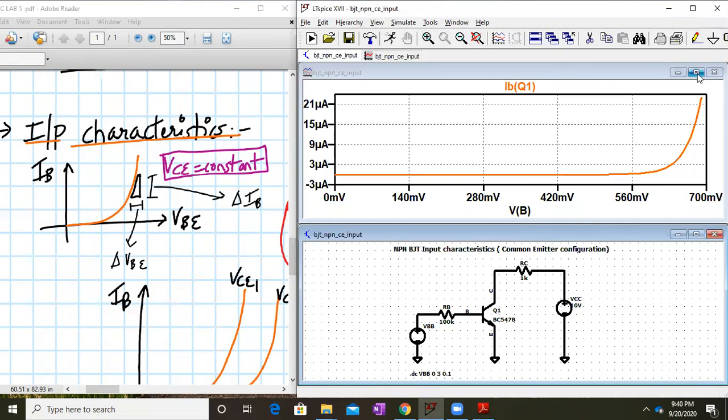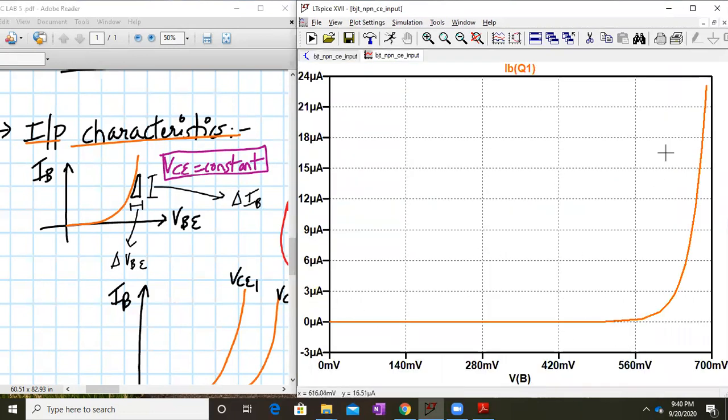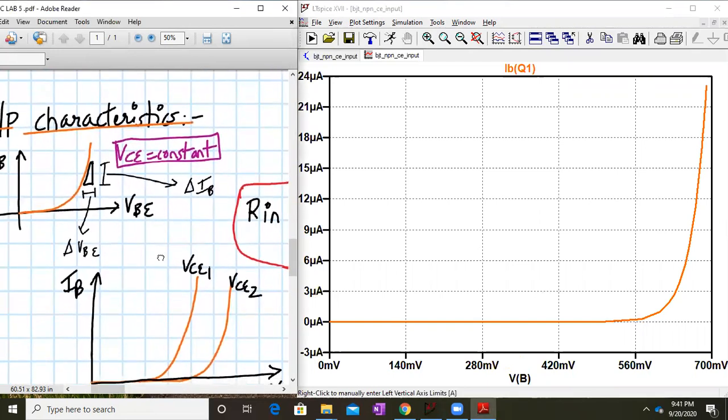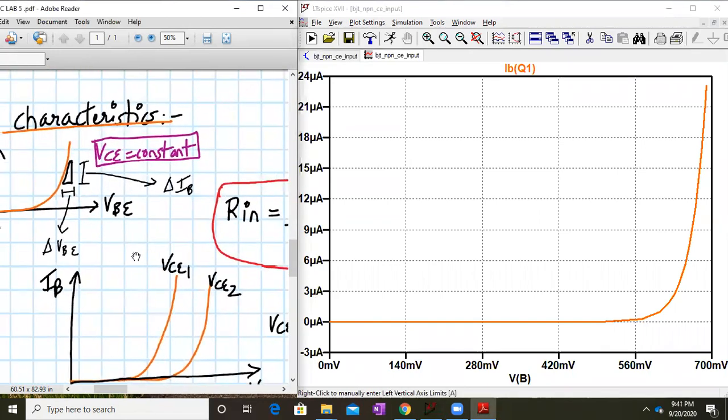Now let us analyze this in a little more detail. This is the proper graph of IB, which is in microamperes, versus VB of my input characteristics. From here, what we need to do is determine the value of Rin. We need to take two values. When I bring this plus sign, as you can see, I'm moving it around, I can place it over here like this. So the X and Y coordinates will come in the extreme bottom corner, extreme left-hand side.